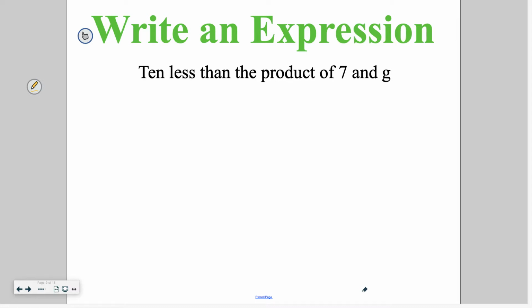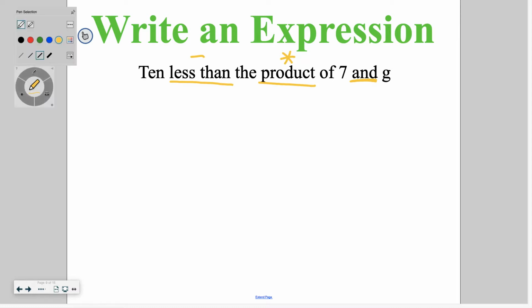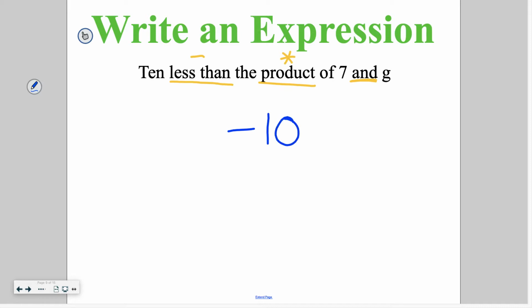So for this one, it says 10 less than the product of 7 and G. So we want to go through and look for our key phrases. Less than is going to give us subtraction. Product is going to tell us multiply. What are we multiplying is being indicated by that and portion. So it is saying 10 less than the product of 7 and G. So we're taking away 10 from something. That something is 7 times G.